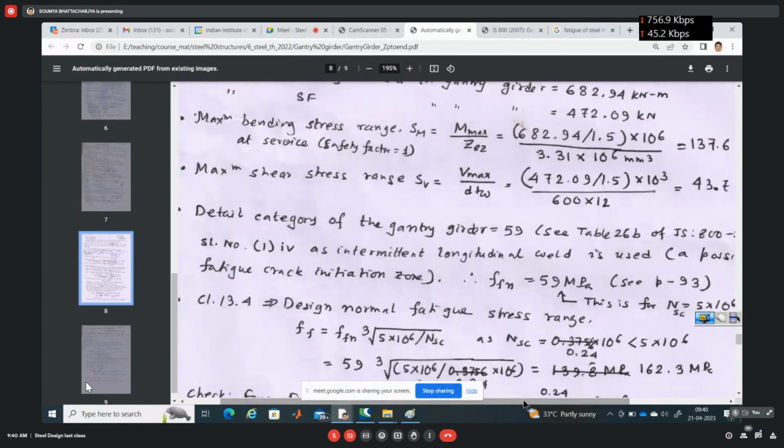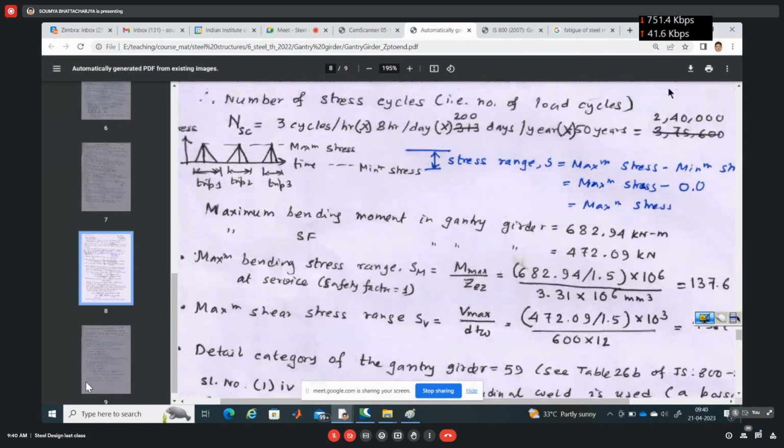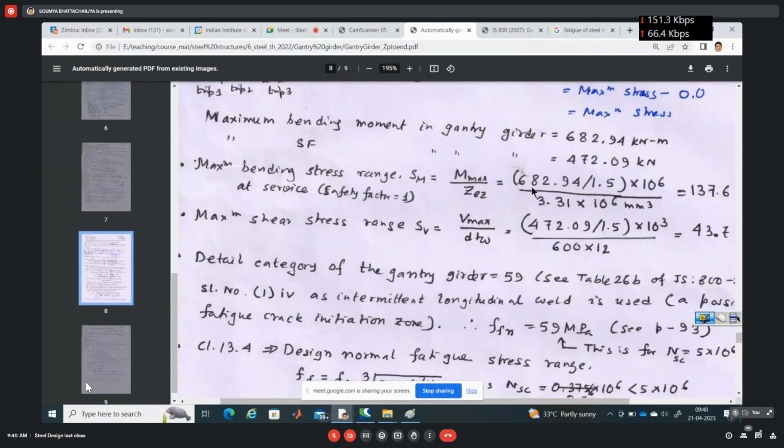Now, once I calculate the maximum stress, the next part will obviously be to calculate the strength of the gantry girder in fatigue. The gantry girder is subjected to this many cycles of loading, and the maximum and minimum stress is this. So these are the load side. Now we are going to calculate the capacity side.